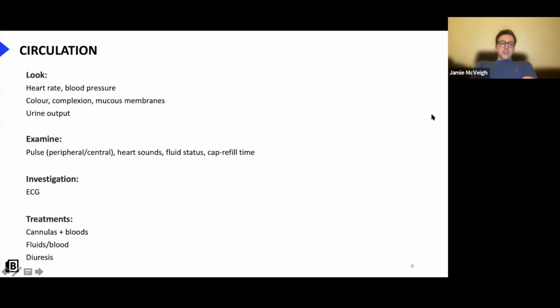And then circulation. So again, look at the patient. How do they look? Do they look particularly clammy? What's their color? Are they very pale? Have they got really dry mucous membranes? Have they got a catheter in? And if so, have a look at the urine output.